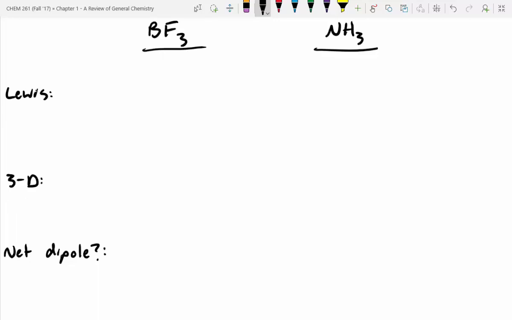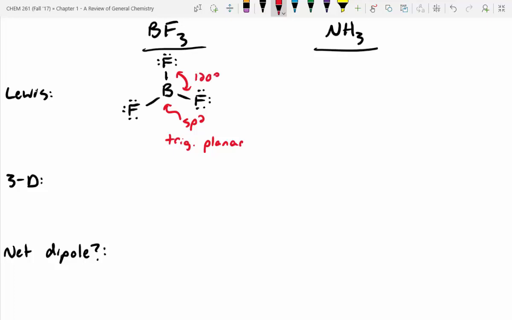All right, let's reconvene and look at this. So BF3 has three fluorines around it. Are there any lone pairs left on boron? No, it only has three valence electrons, so no lone pairs are left over. What's the hybridization? SP2, exactly. It's got a steric number 3, so we'll say this is SP2. What's the overall geometry? Trigonal planar. And then what's the angle here? 120. Okay, if we look at the 3D structure, is it going to be any different? No, it's going to be flat in 2D. So I'll just write the same. Save us some time.